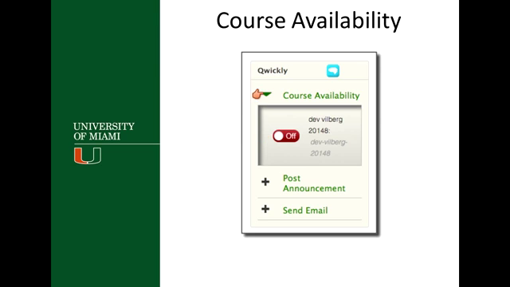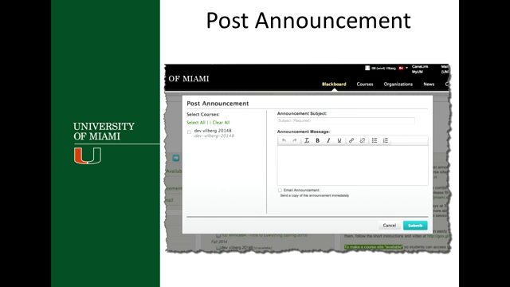So that's course availability, the top option. Before going on, course availability you're probably going to use once or twice at the beginning of the semester, and that's it, unless at the end of the semester you want to turn it off. When you click on it, it says On and turns green. Very visual, very easy to understand. Post announcement and send email you're probably going to use a lot during the semester.